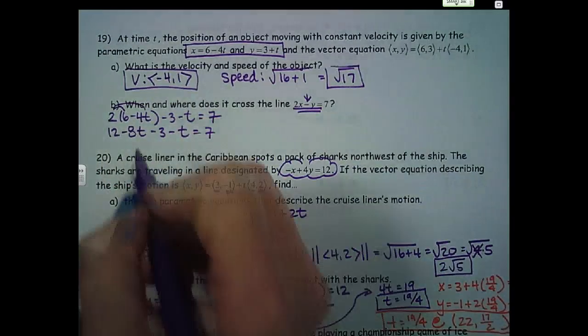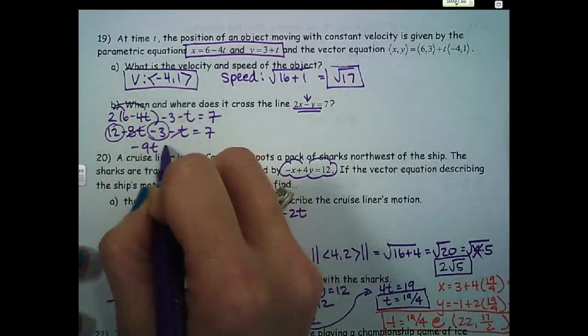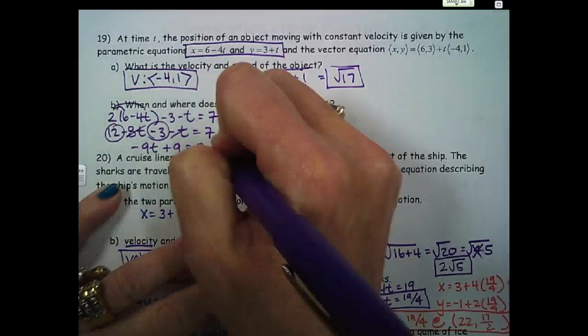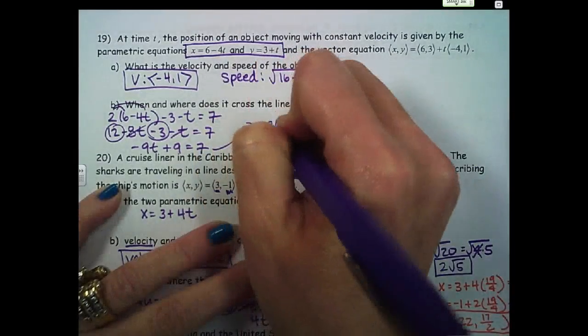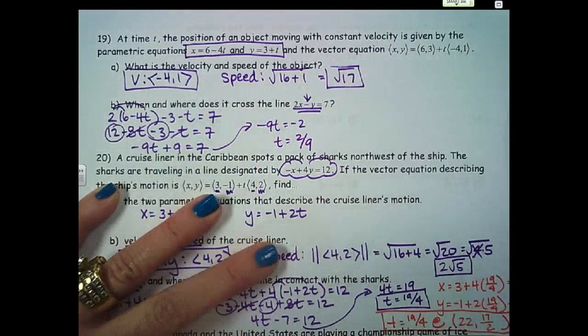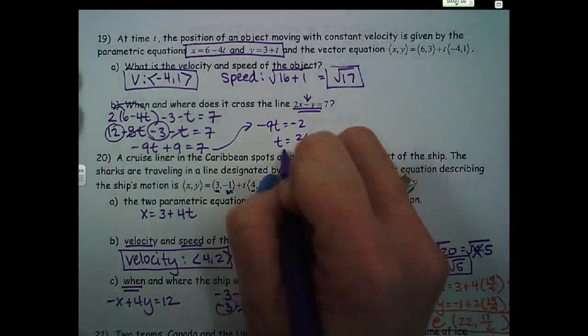Combine your t's, so negative 9t plus 9 equals 7. When you solve, you subtract 9, so negative 9t equals negative 2. So t equals 2 ninths. It's going to turn positive. Those are both negative. A negative divided by negative is positive. So your time is 2 ninths.